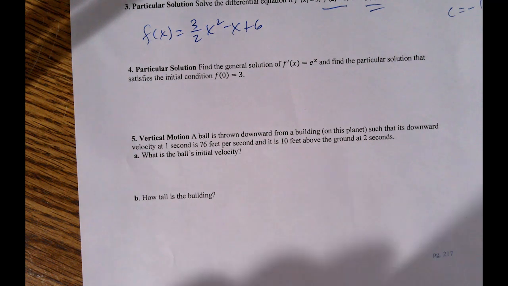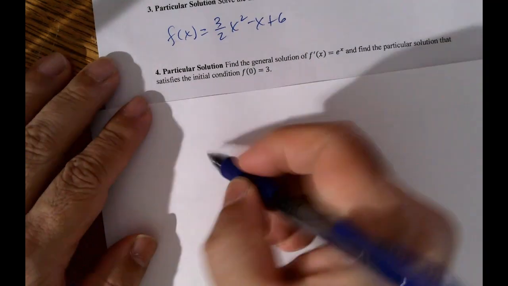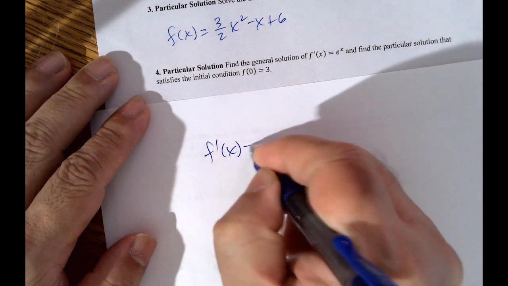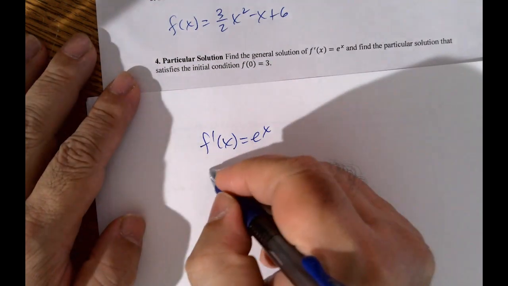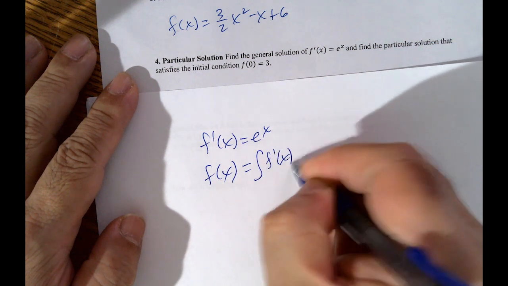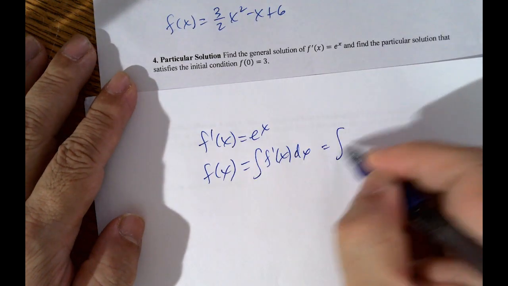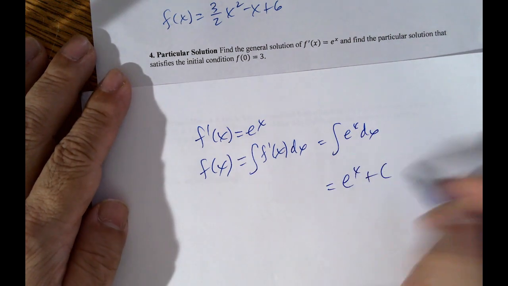All right, let's see. f prime of x equals e to the x, and we're just looking for f of x. So f of x is the integral of f prime of x, so it's the integral of e to the x. The integral of e to the x is just e to the x. So that's f of x.